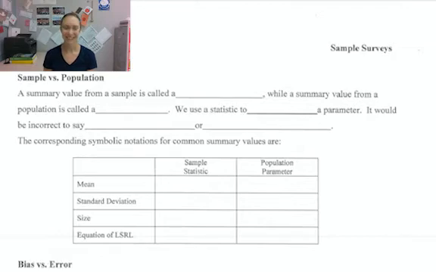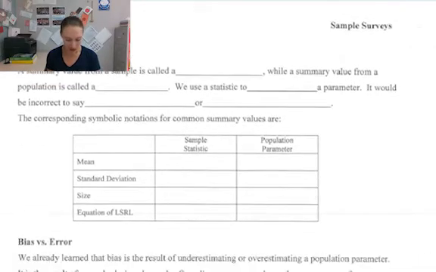Hey class, today we're going to be doing section 3.11 part 2 in our AP Stats course. We're going to be talking about sampling and bias versus error, different kinds of bias, and we'll look at an example for that. All right, so first let's talk about sample versus population.